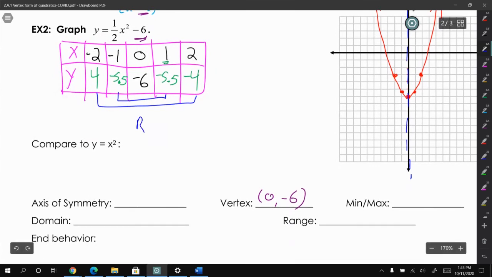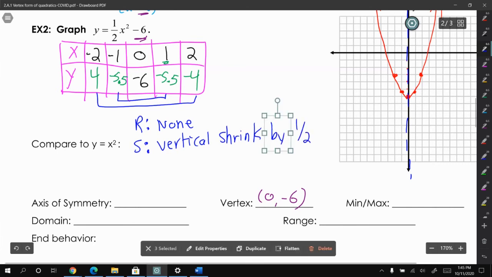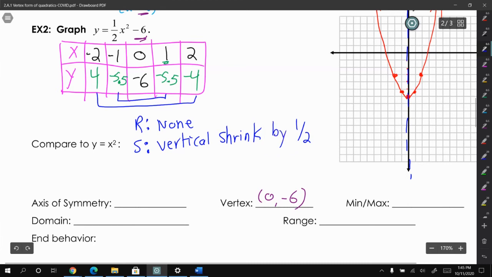Let's do the RST. There is none for R because A is not negative. Shrink or stretch, we have a vertical shrink by 1/2. Translation, we are translated just down 6.